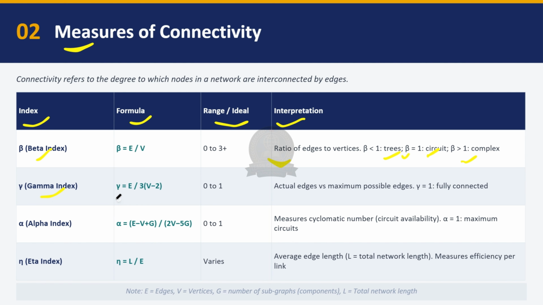Gamma index: gamma is equal to E divided by 3(V minus 2). E means edges, V means vertices, and the range is between 0 to 1. Interpretation: actual edges versus maximum possible edges. Gamma equal to 1 means fully connected. Alpha index: alpha is equal to (E minus V plus G) divided by (2V minus 5), with range 0 to 1. It measures the cyclomatic number, circuit availability. Alpha equal to 1 means maximum circuits.